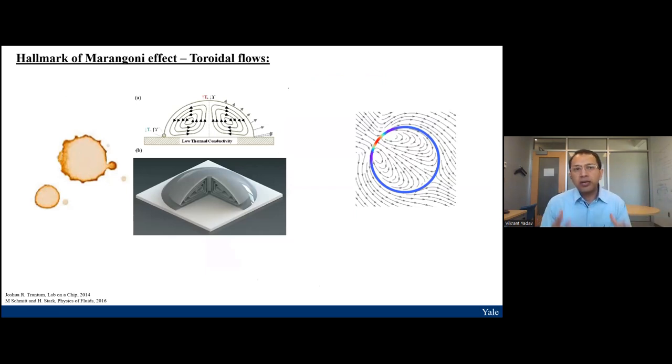And one of the hallmarks of these Marangoni-like flows is this toroidal structure in 3D. If you create a surface tension gradient, the flow starts to happen from the region of low surface tension to regions of high surface tension. But because continuity needs to be preserved, you get these large toroidal flows. And these were solved fully in 3D by Schmidt and Stark in 2016.